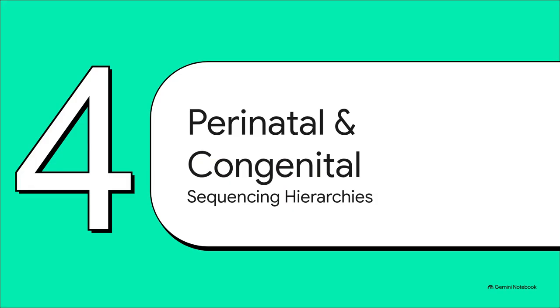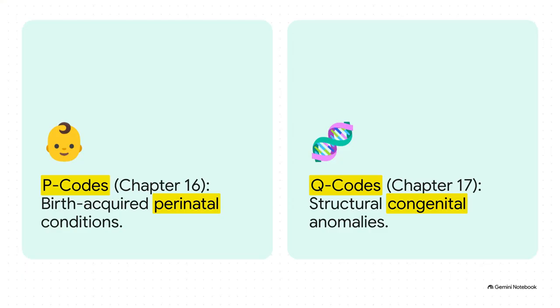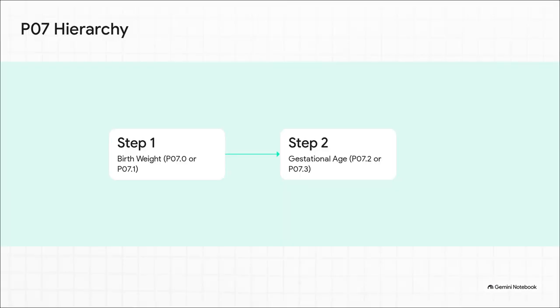Finally, let's unpack trap number 4, perinatal and congenital rules. Here, you've got to draw a hard line in the sand between chapters. The crucial point is to separate P codes from Chapter 16, which are for birth-acquired perinatal conditions, like a birth injury, from Q codes in Chapter 17, which represent structural congenital anomalies the baby was actually born with. Test makers will mix these up in the multiple choice options just to see if you're paying attention to your chapters. But here is the absolute kicker, the prematurity sequencing trap.